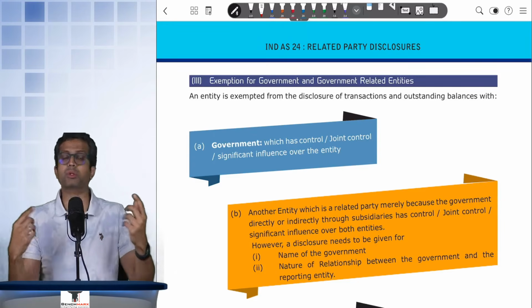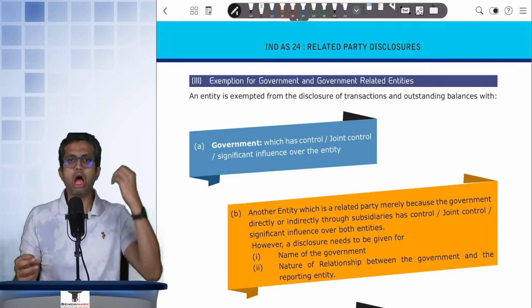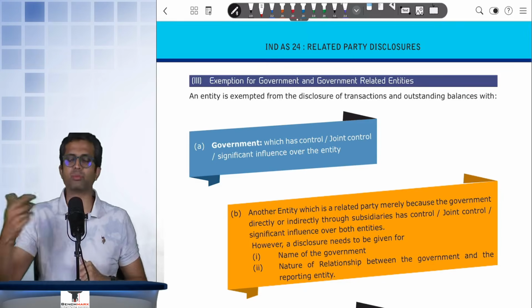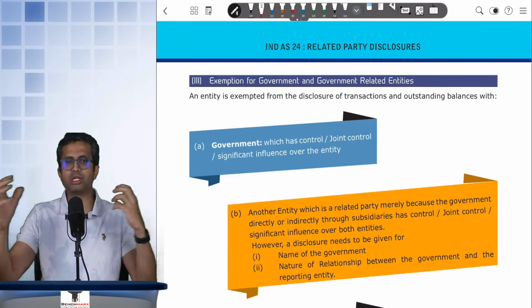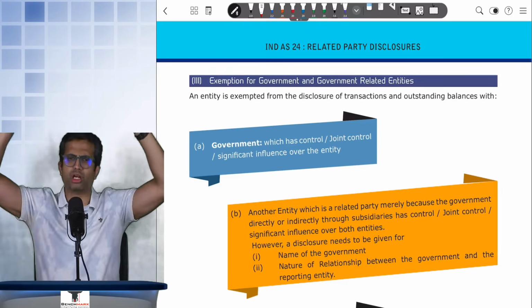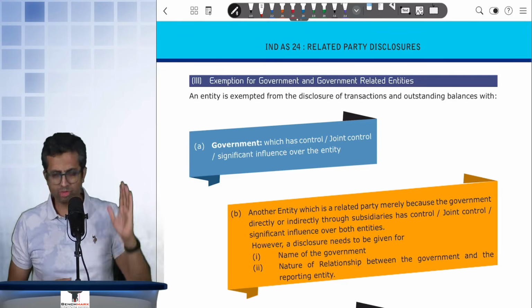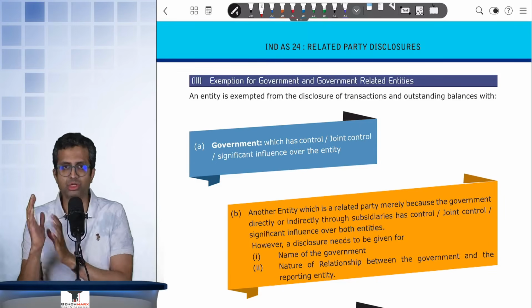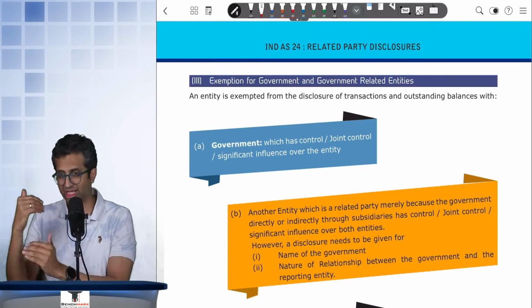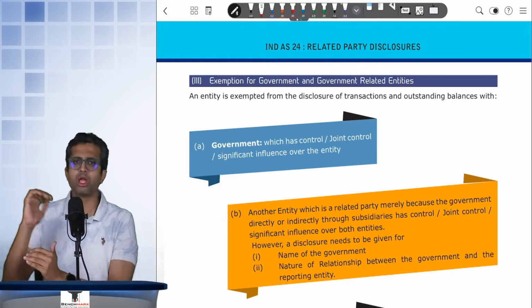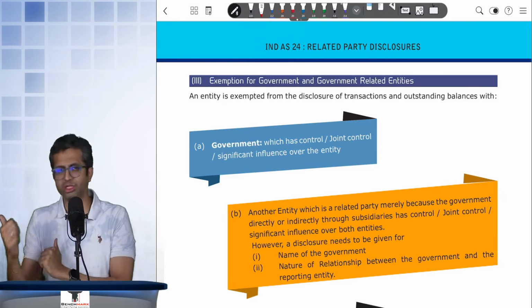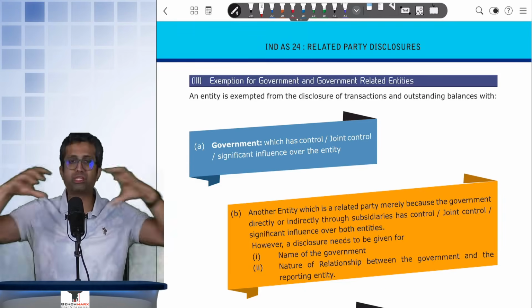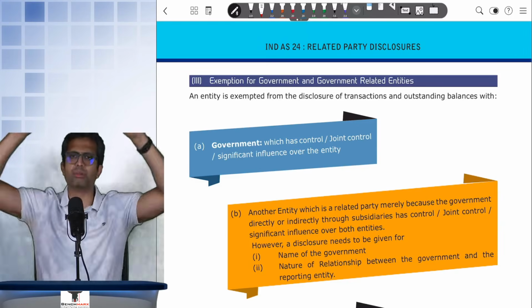the transactions between these two entities like ONGC and Indian Oil, or ONGC taking a loan from SBI, or ONGC and LIC, these will be exempted from related party disclosure because these two entities are related to each other, because they are controlled, jointly controlled, or maybe at least at one place significantly influenced by the government. So the exemption is available for government for transactions that the entity does, like ONGC does with the government, or the transaction that ONGC does with other entities like Indian Oil or LIC, which are also related to ONGC because they are members of the same group, or related because of the government.